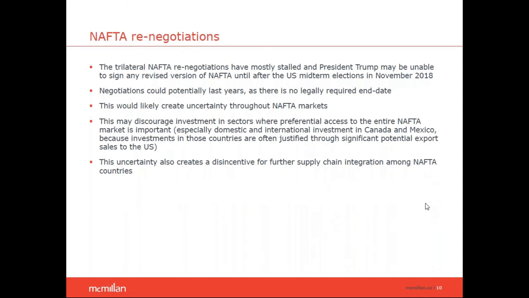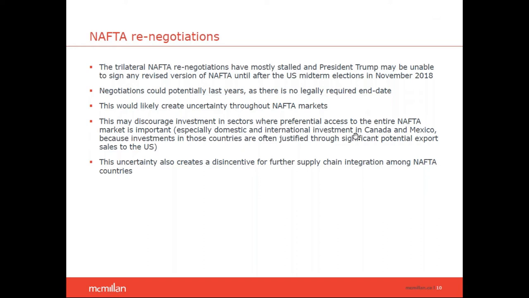So I think that a NAFTA renegotiation is one of the most likely solution scenarios, but the renegotiations haven't yet been successful. There does seem to be a lot of contention, a lot of difficulties in moving forward. And the trilateral negotiations have mostly stalled. There's some bilateral progress, where the U.S. is talking to Mexico and they make some progress, and the U.S. is talking to Canada and they make some progress. So there's some hope there, but the uncertainty around NAFTA remains.